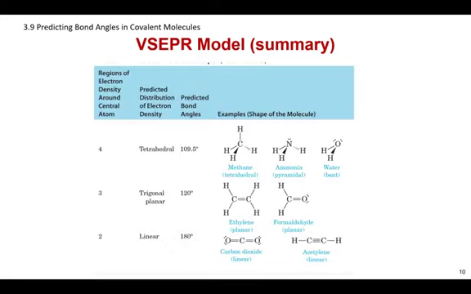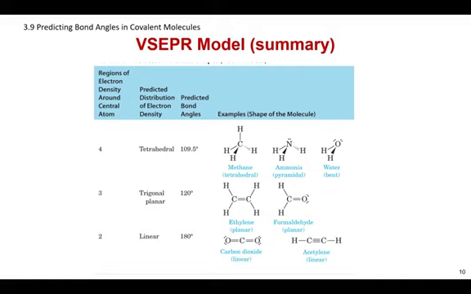Formaldehyde is trigonal planar in this part, therefore a planar molecule. Linear molecule, carbon dioxide, has 2 electron groups, double bonds, therefore 180. If I ask you what is the shape of water, the shape of water is angular or bent.